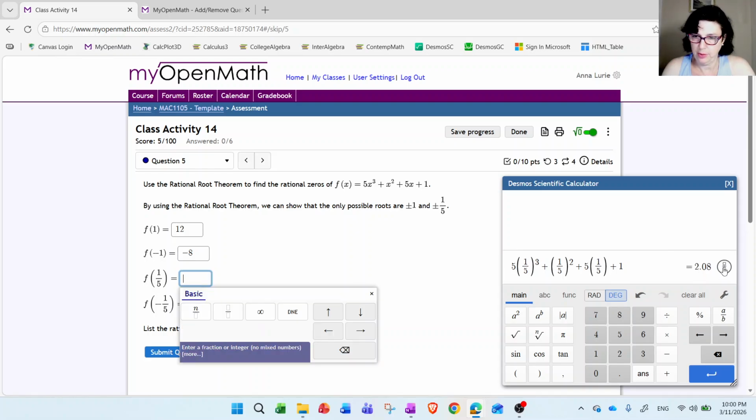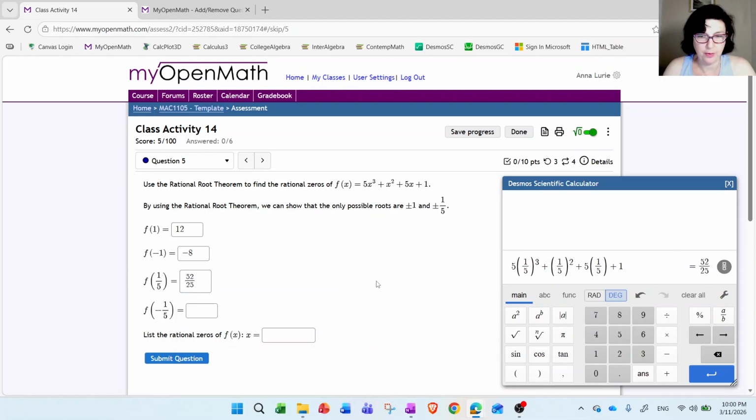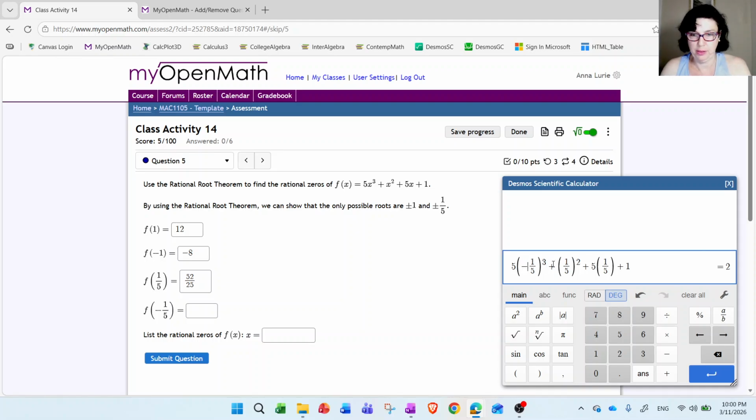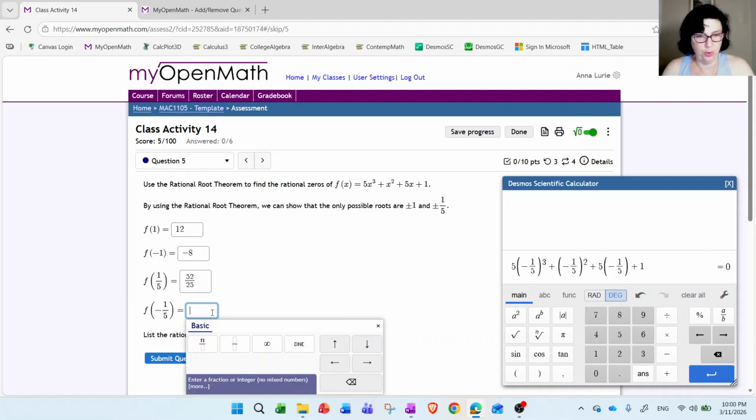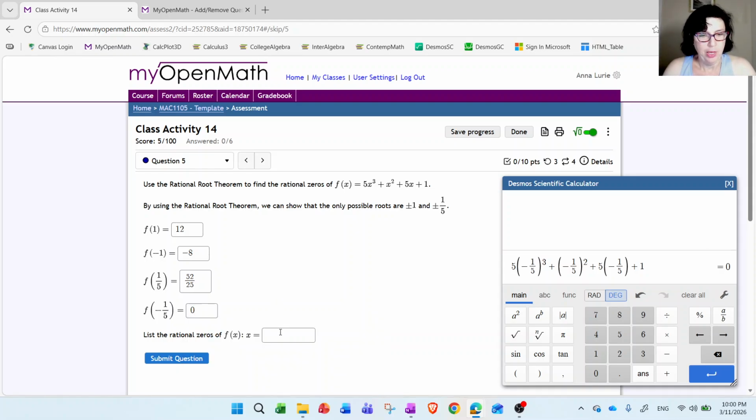Man! Okay, let me convert this to a fraction. This looks like 52 over 25. Man, I hope it's going to be negative 1/5. Okay, there you go. So that's the 0. So the only actual rational zero of this cubic polynomial is negative 1/5. That's it.